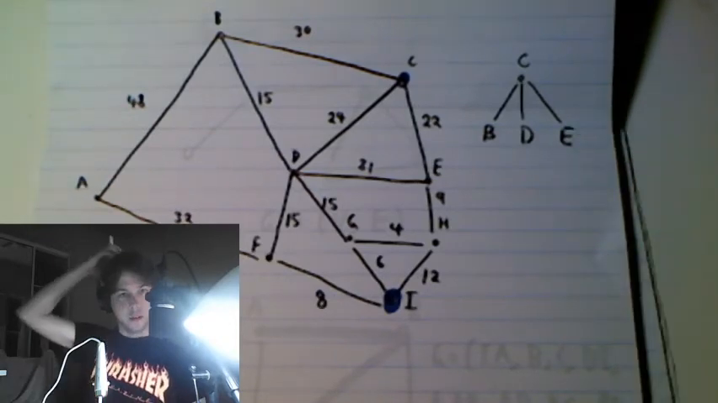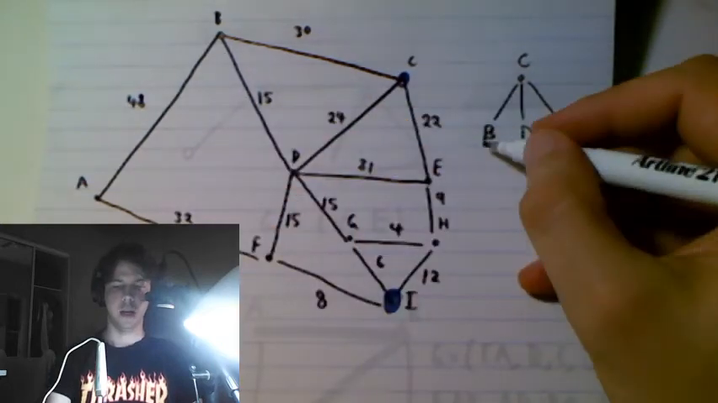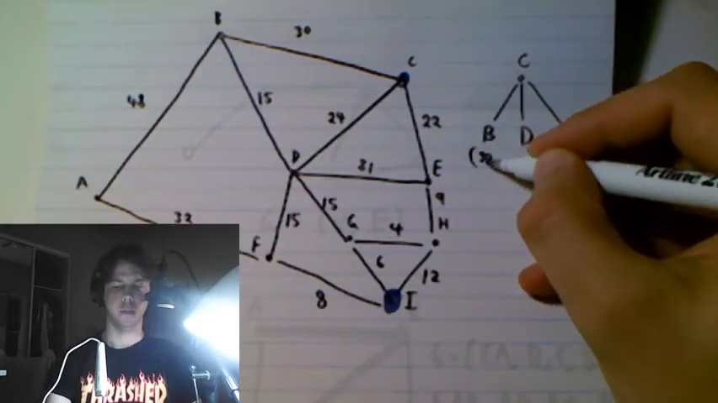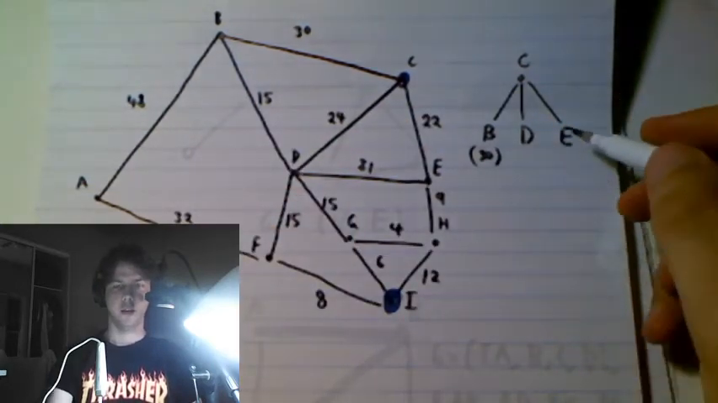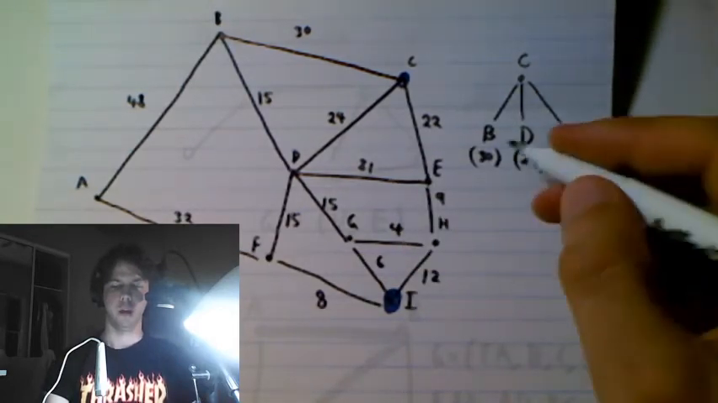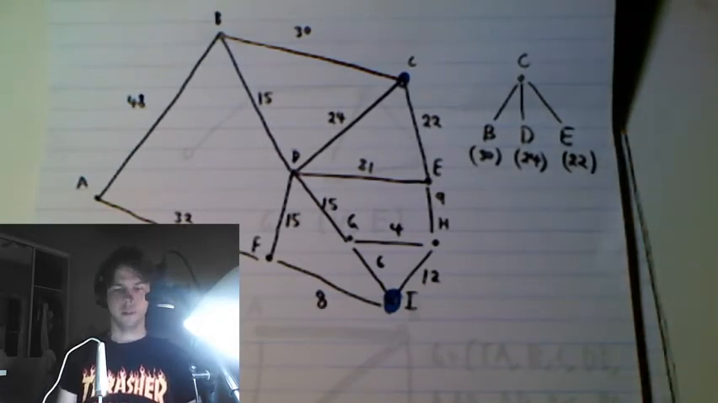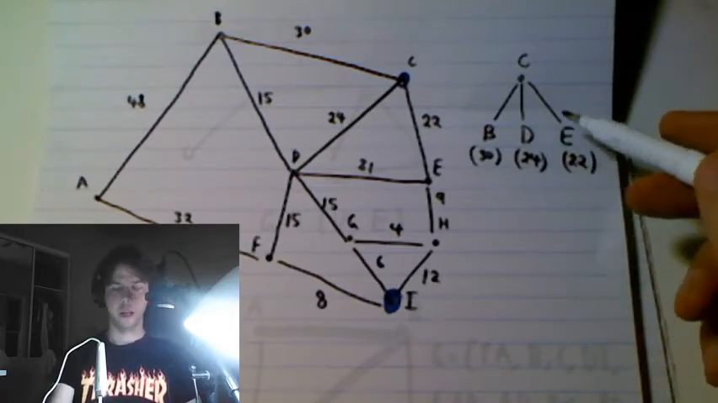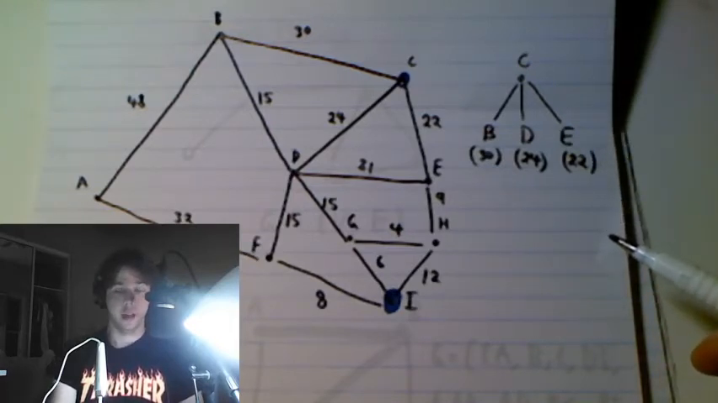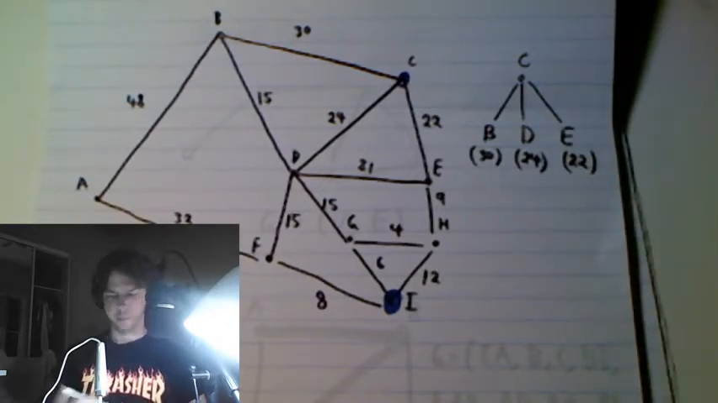Okay, and each of these has a cost, right? So to go to B, we're at a distance of 30 right now. Then to go to D, distance of 24. To go to E, it's a distance of 22. And the way I want this algorithm to work is I'll pick the shortest distance and expand from there. Okay, so we go to E.